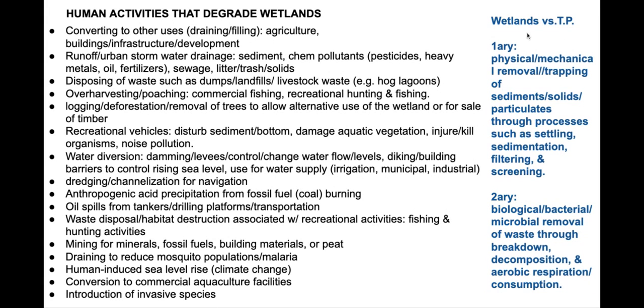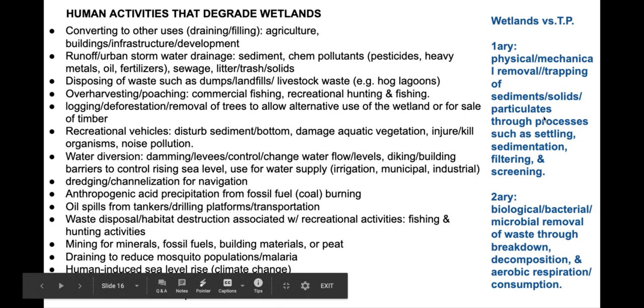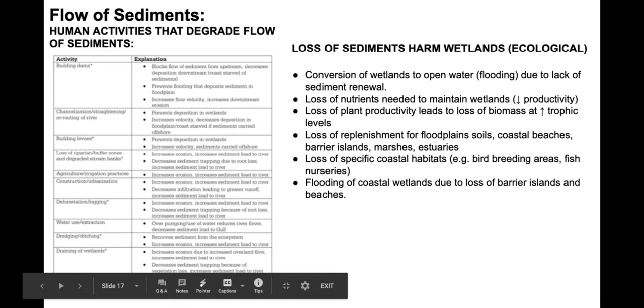And then one more thing that I added here is, how do I compare a wetland versus a water treatment plant? If you remember, we covered water treatment plants in our very last unit, and we have the primary treatment and the secondary treatment. For primary treatment, we're going to remove anything by physical means, right? So if I want to compare a wetland to a primary water treatment plant, I have to compare something that removes things physically or mechanically, such as sediment, solids, particulates, something that's solid. And if it's a secondary treatment, I have to mention something like biological, bacterial, microbial removal of waste. So that is one comparison of wetlands in general.